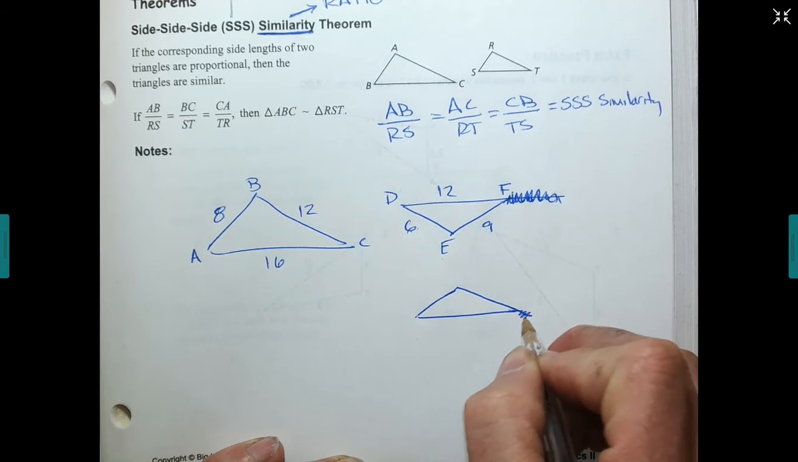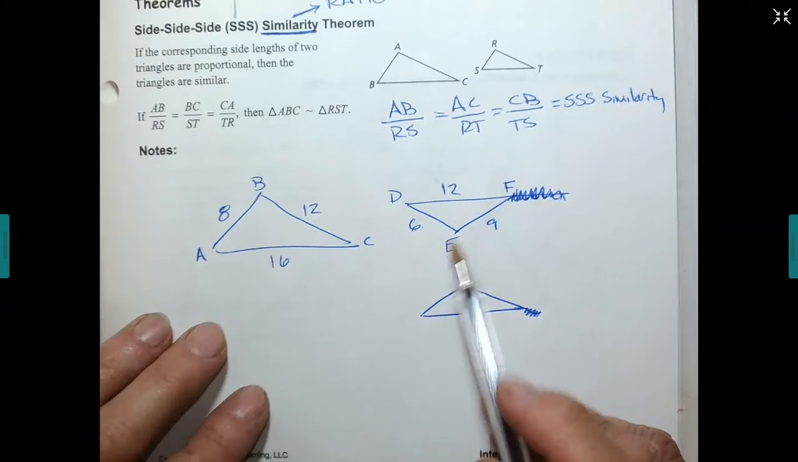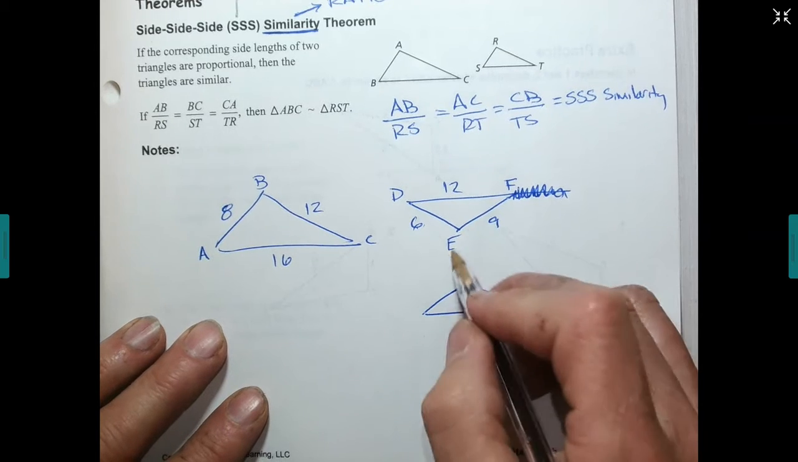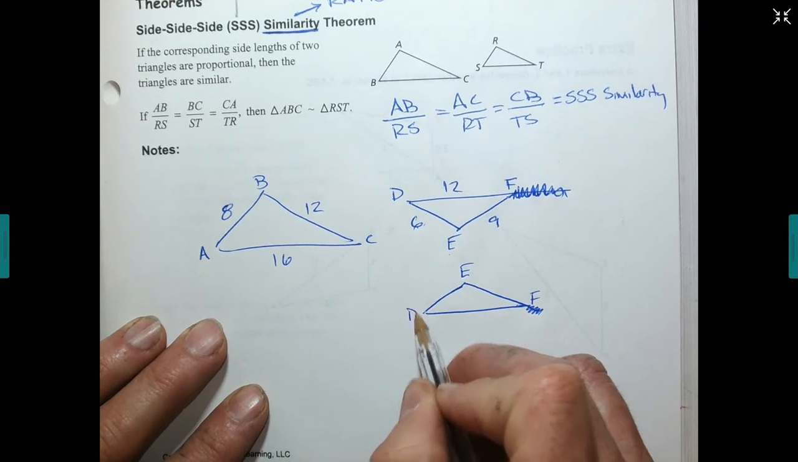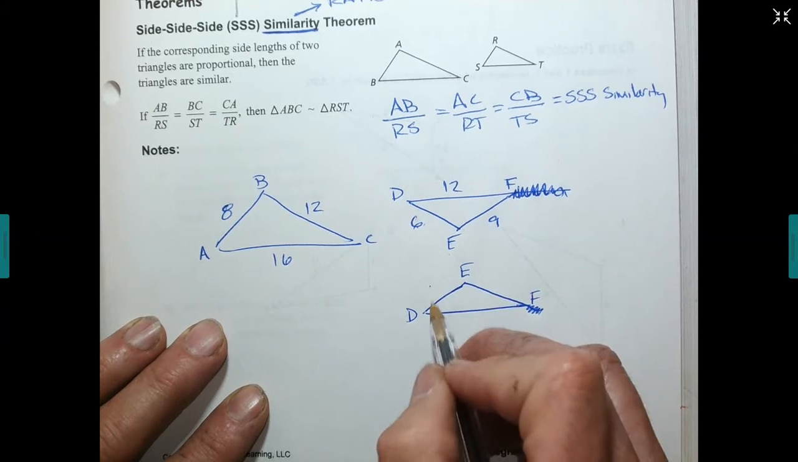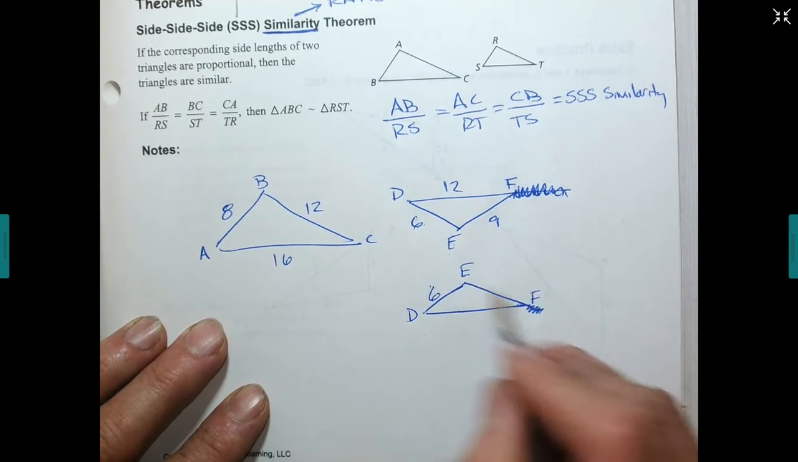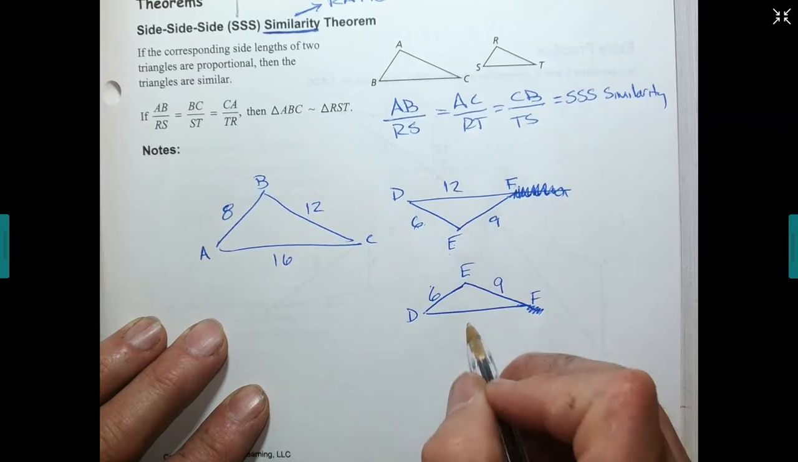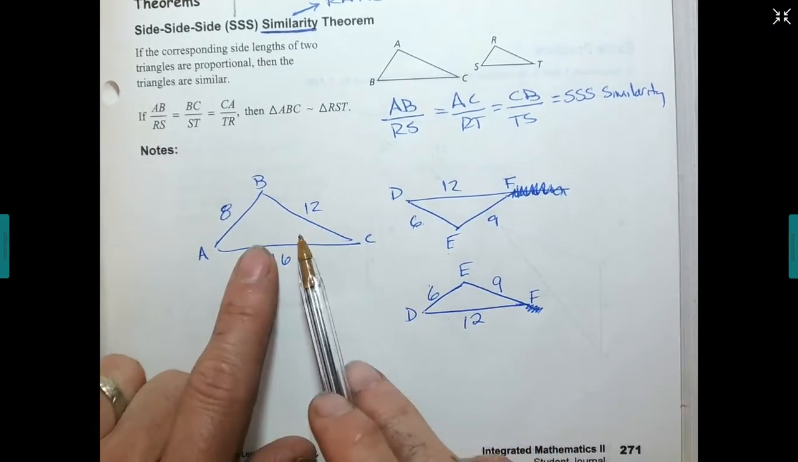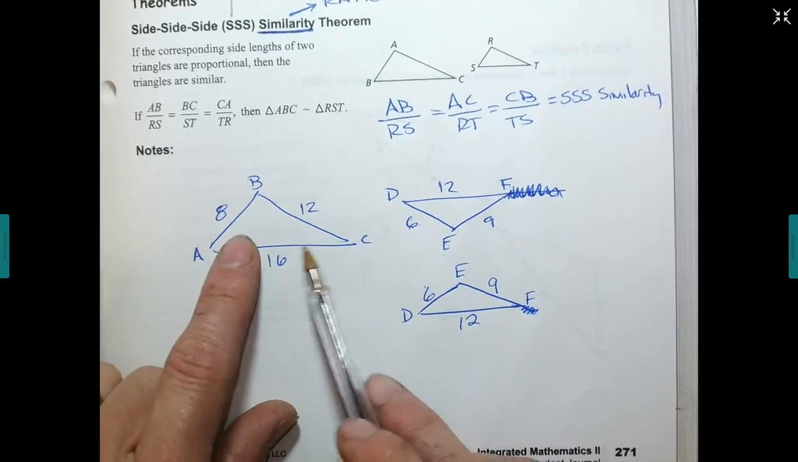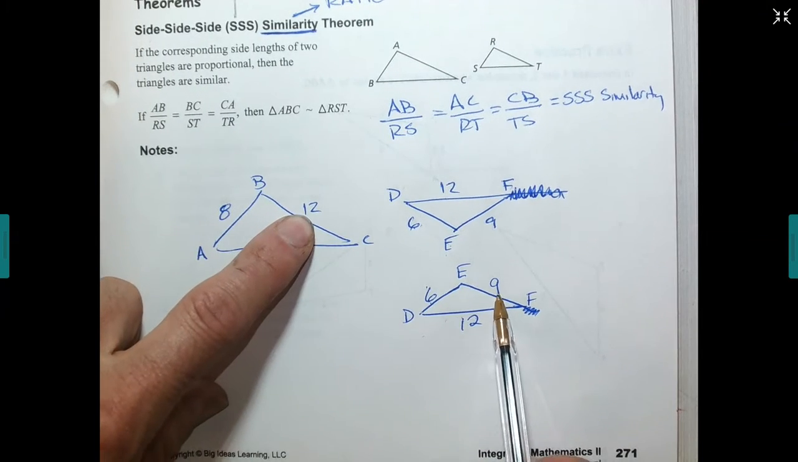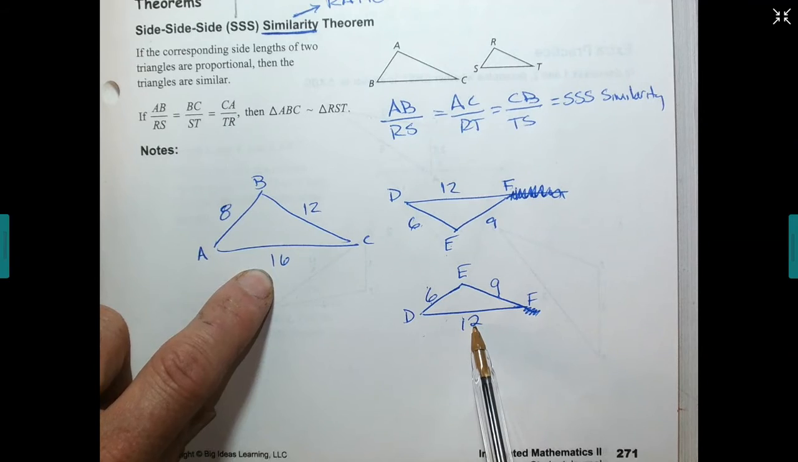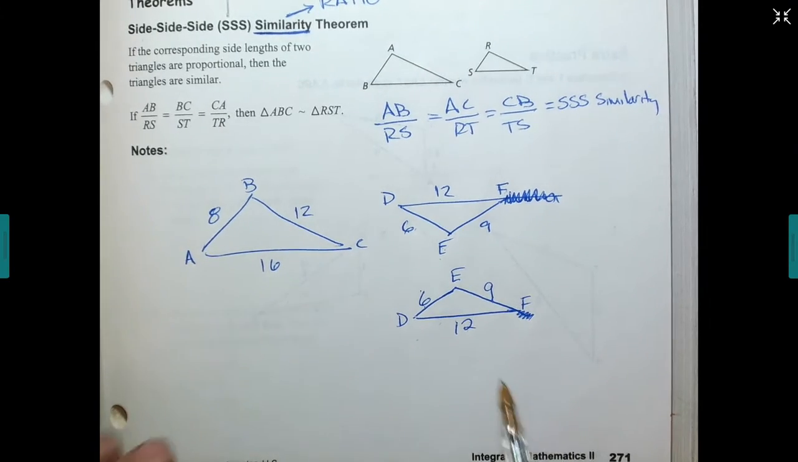Oh gosh, why do I keep doing that? I need to start using a pencil. So now my E just went to the top, my F stayed over here, and my D is over here. So I have DE is 6, EF is 9, and DF is 12. So now what I have is I have the exact same triangle, but I oriented it the same way. So I have the shortest side length, the medium side length, and the longest side length. Okay. So what I'm going to do is I'm going to do my ratios.